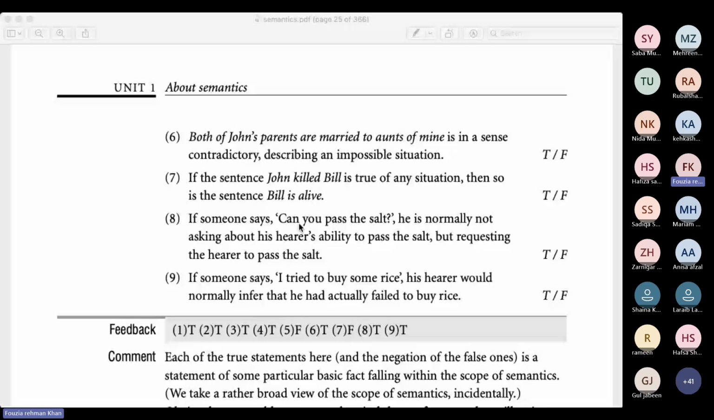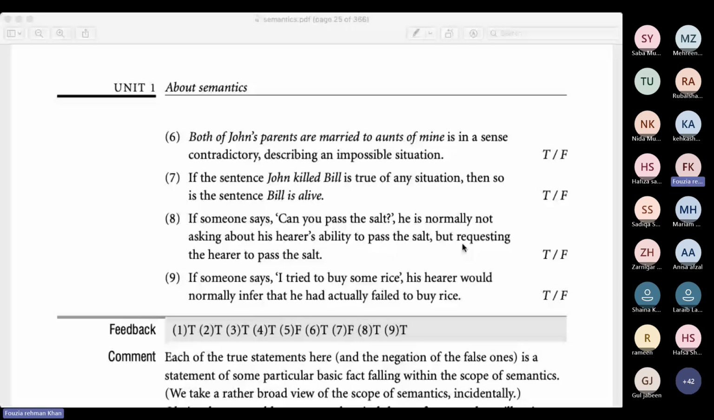What do you require in leaving the class? A physical class, you need legs. You need your feet. So you are capable of doing it. Can shows the capability. But here in this sentence, can you pass the salt? They are not asking about hearer's ability to pass the salt. Right. So it's not about the ability that is being talked about. It's just a request here. Can is being used as a request to pass the salt. So, but requesting, so this is true.